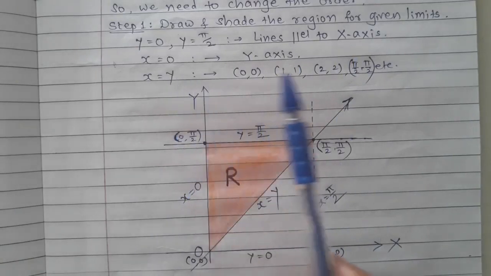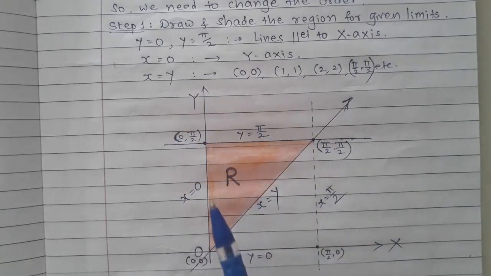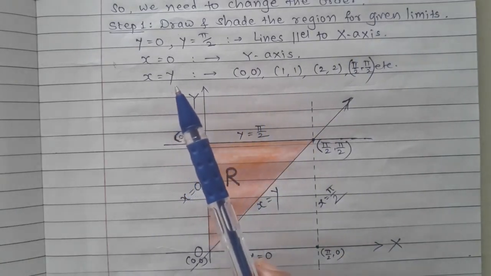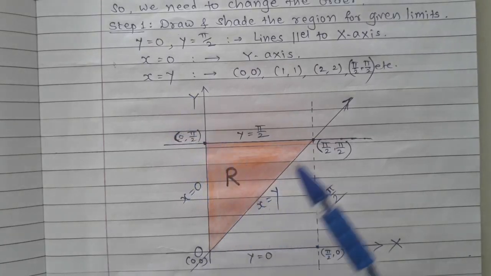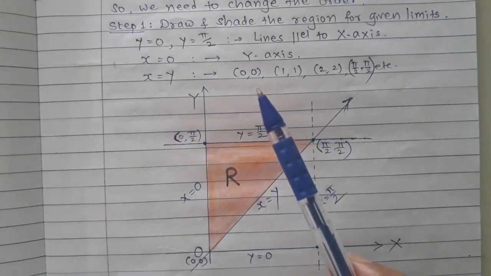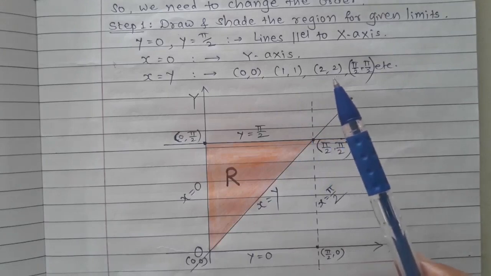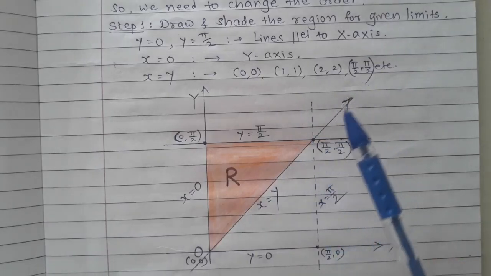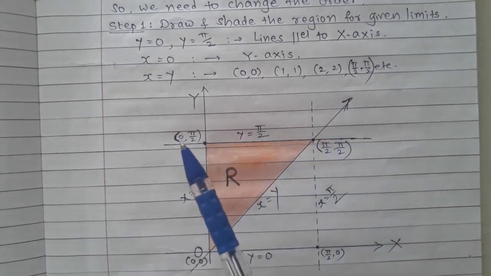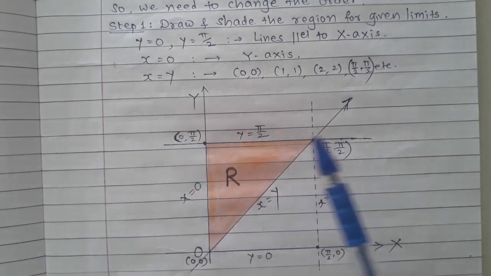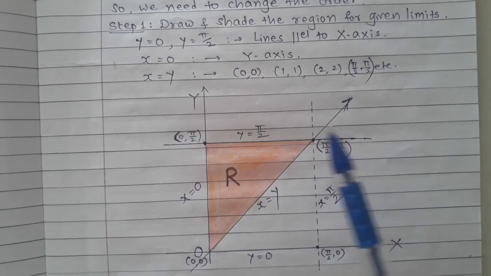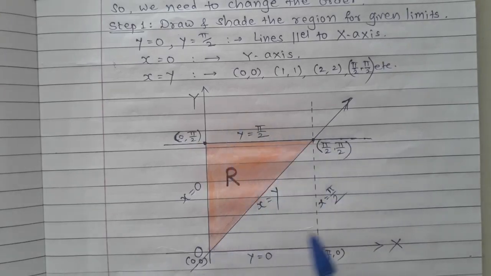Then x equal to 0 means y axis, that is here, and x equal to y is a line like this which passes through the origin, 0 0, 1 1, 2 2. Also it passes through the point pi by 2, pi by 2. So 0, pi by 2, this y equal to pi by 2 line also passes through, so the intersection is here, and y equal to 0 to y is equal to pi by 2 and x equal to 0 to x equal to y.